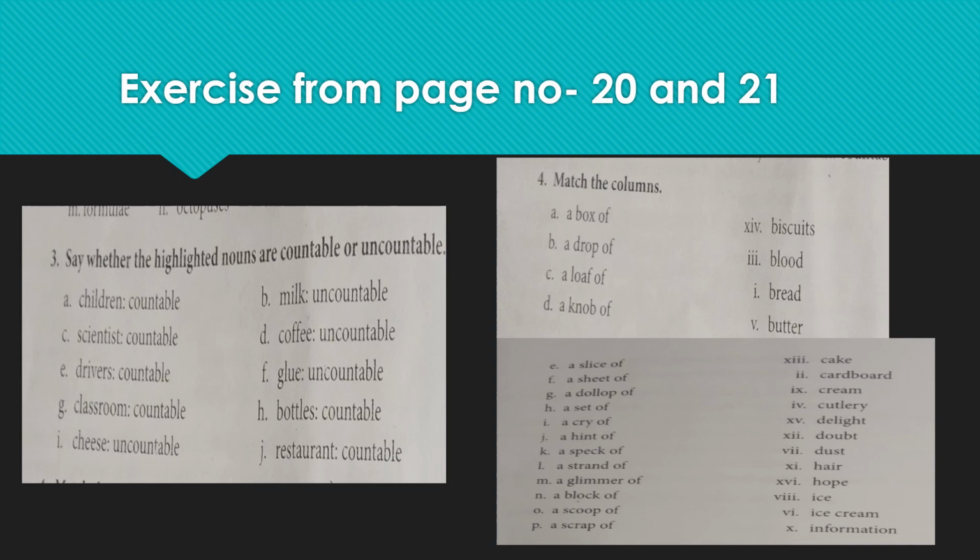With this, we completed this lesson's exercises: nouns, kinds of nouns, noun number and noun gender.